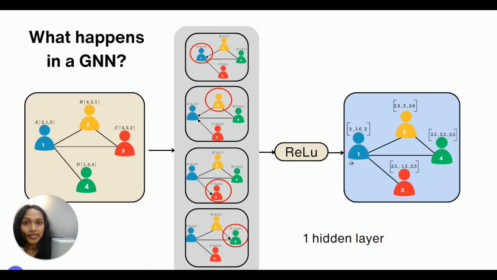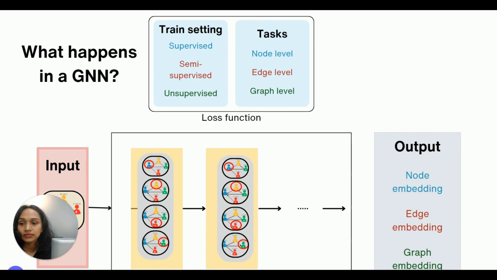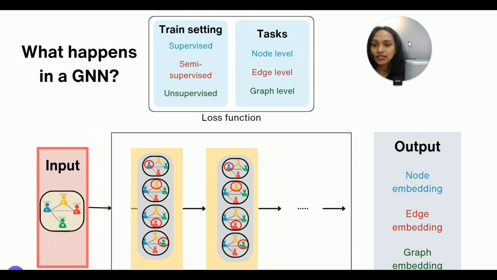Like this, there will be multiple hidden layers. So this process iterates over multiple layers. So we have an input layer here with these features, and we have multiple hidden layers, and the output can be node embedding, edge embedding, or graph embedding, depending on our task, whether the task is a node level task, like in the example of smokers and non-smokers, or an edge level task, like the edge prediction in an e-commerce platform, or it is a graph level task, like classifying to which family that protein belongs to.